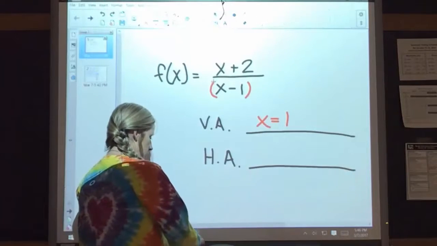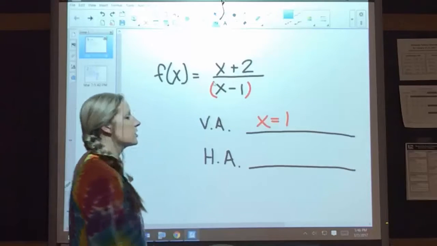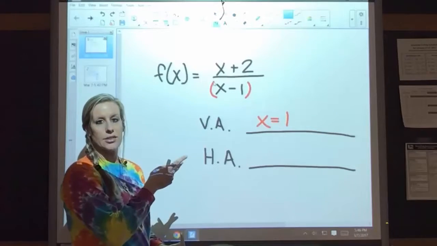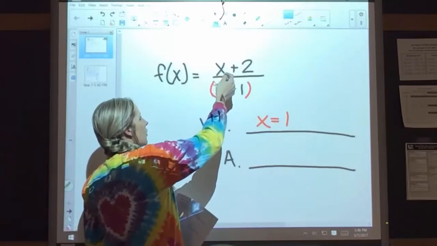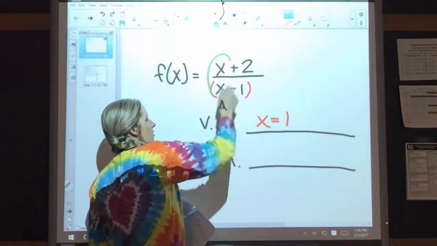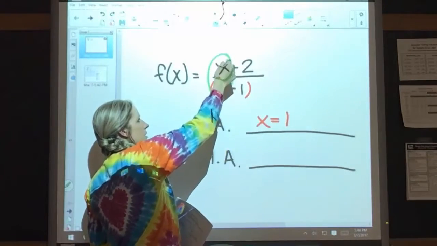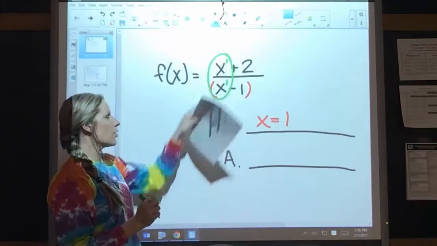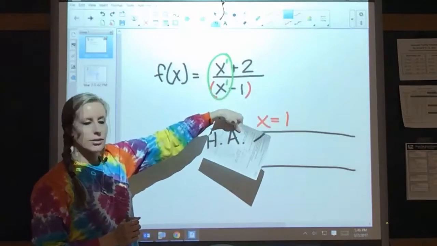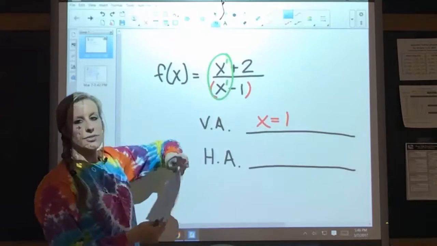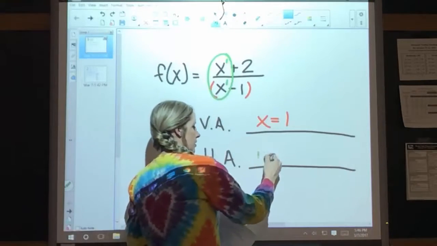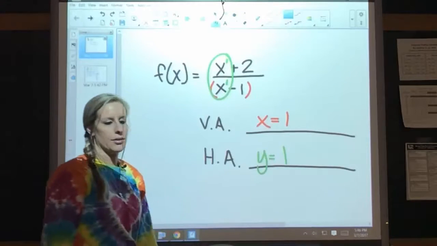Horizontal asymptote we talked about yesterday. You're going to look at your highest degree of x in the numerator and the denominator. So on this one, we have an x to the sneaky 1, x to the sneaky 1. So our degrees are equal. If they're equal, we're going to divide the numbers in front. So 1 divided by 1 would be 1.